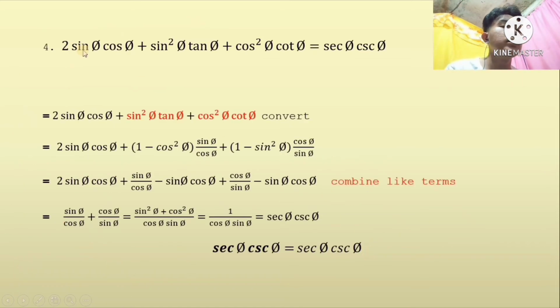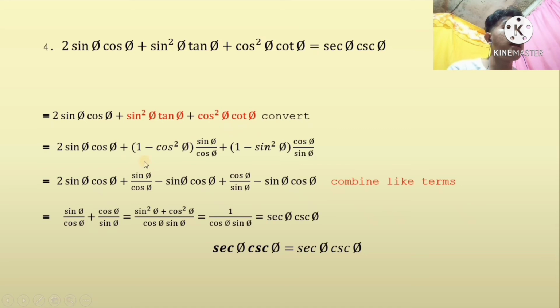So number 4: 2 sine phi times cosecant phi cosine phi plus sine squared phi times tangent phi plus cosine squared phi times cotangent phi is equal to secant phi times cosecant phi. So first, convert sine squared phi and cosine squared phi.